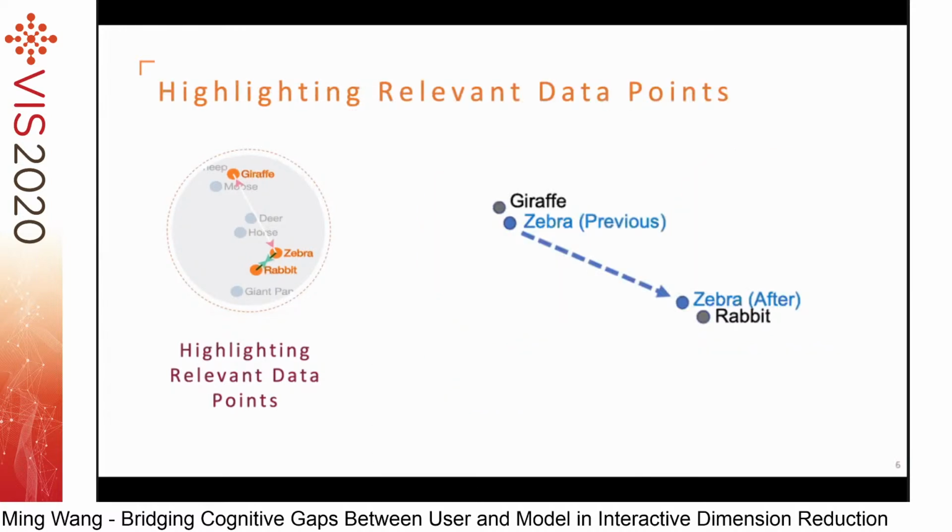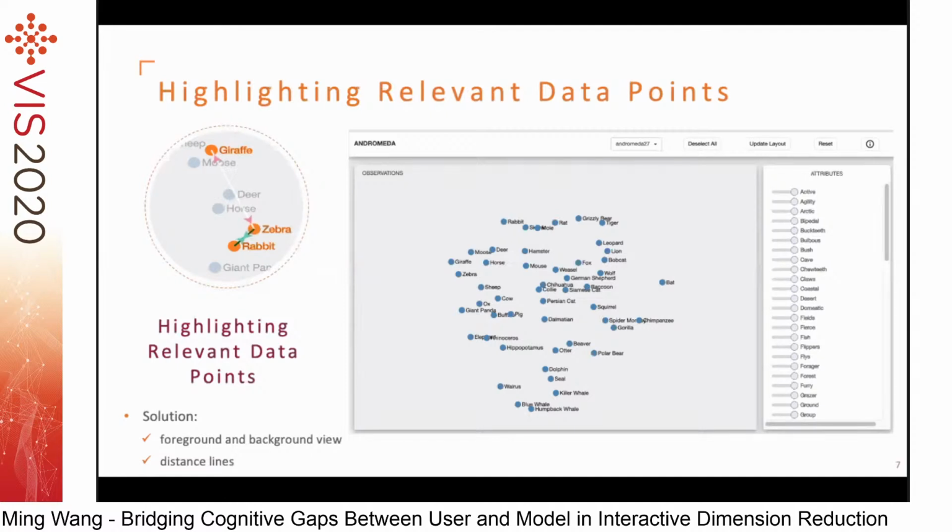So the first cognitive gap is users don't know they need to highlight all the relevant data points. When users try to move the zebra away from the giraffe toward the rabbit, they should not only interact with the zebra to change its position, but also highlight the giraffe and the rabbit because they are relevant to user intention. Our Andromeda model only considers highlighted points. But some users only highlight the zebra to change its position, without highlighting the giraffe and rabbit, which means they don't know they need to highlight all the relevant data points. This is probably because of the mixing of considered and unconsidered points in one visualization.